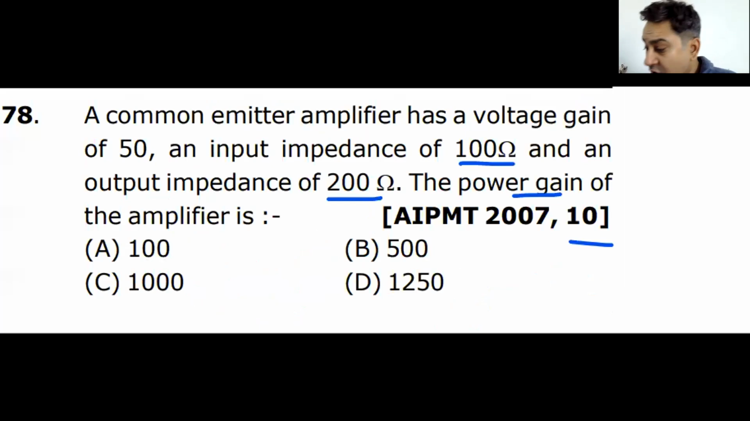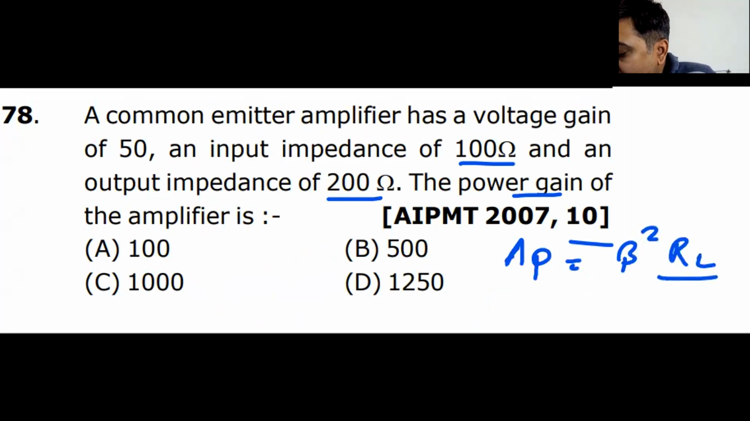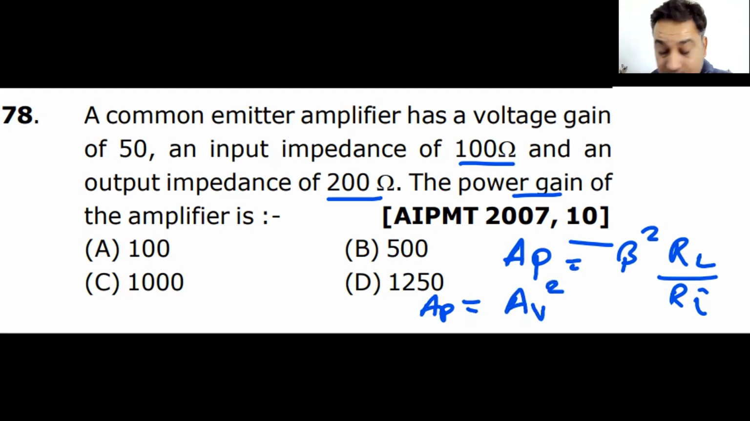The original formula is power gain is beta squared into RL by RI. Yes or no? Yes, sir. But now I have devised one more formula where instead of beta we have voltage gain. What is that formula that we have just now discovered? The power gain is also equal to voltage gain squared, and then we reverse RI and RL, so it becomes RI divided by RL. Yes or no? Yes, sir. Now can you tell me the answer?